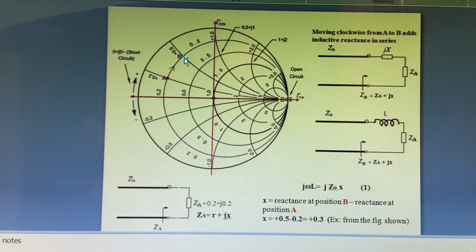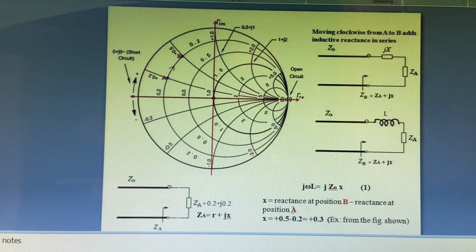You have to take the reactance circle passing through this point B. This is the circle passing through the point B. Its value is equal to 0.5. So the reactance at position B is plus 0.5. You have to put plus 0.5 here, and take 0.5 minus 0.2. So it is plus 0.3.